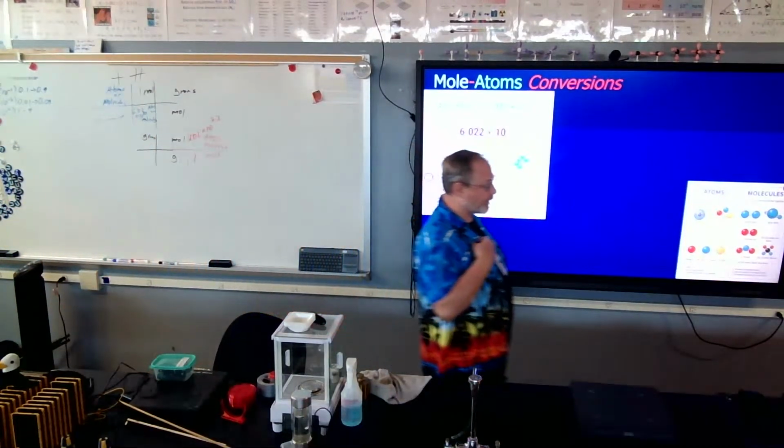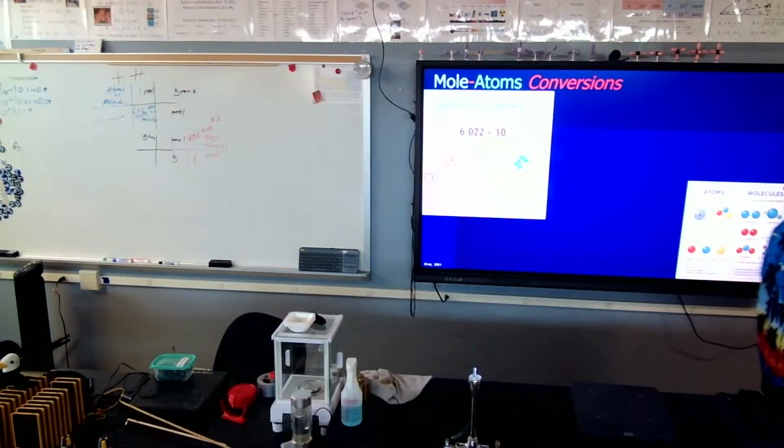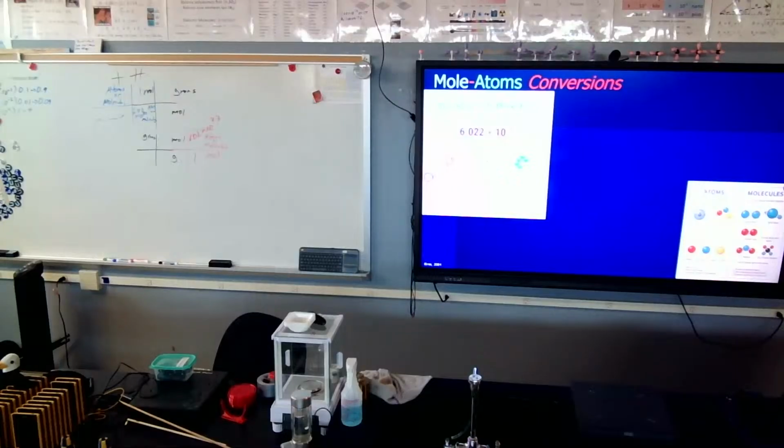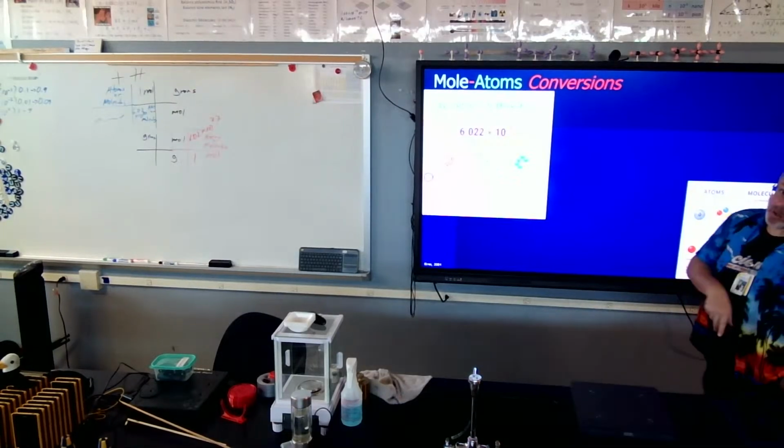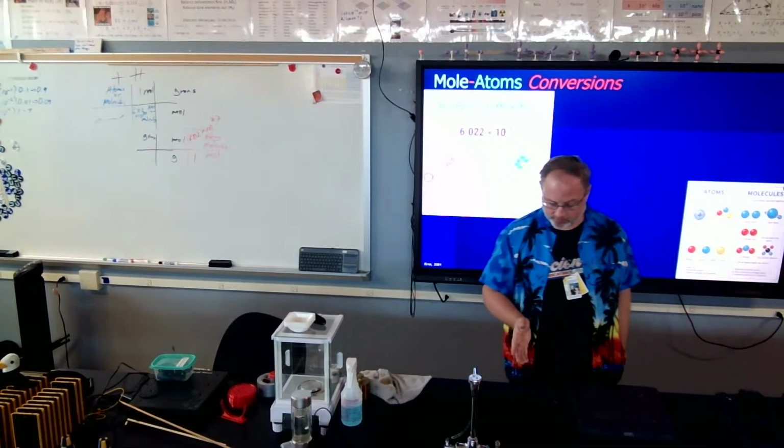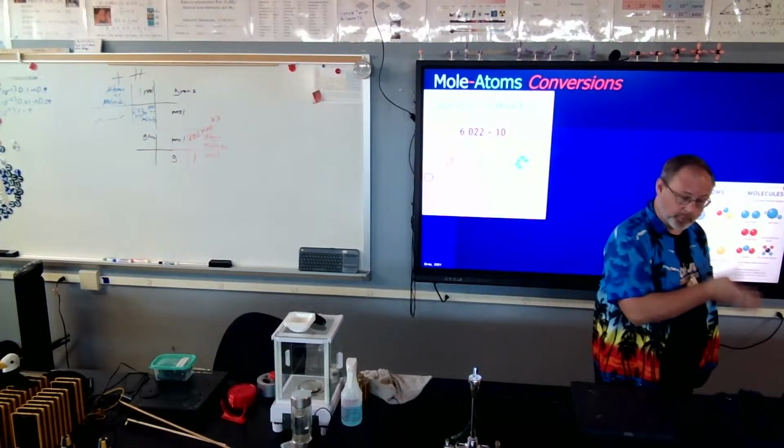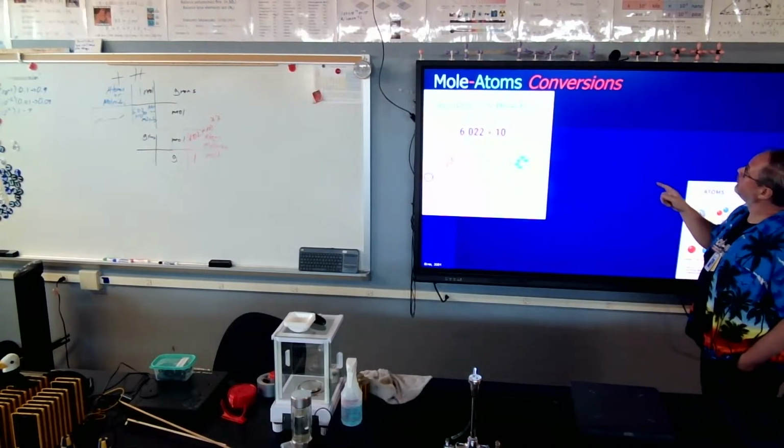So we're just going to say, all right, if I want to know how many grams I have, if I have a number of atoms, I'm going to convert my atoms to moles and my moles to grams. And if I have grams and I want molecules, I'm going to go grams to moles, moles to molecules. So let's go do one together.